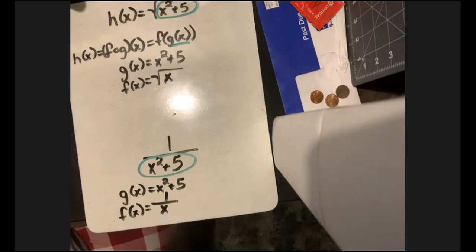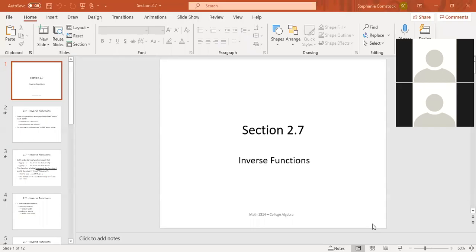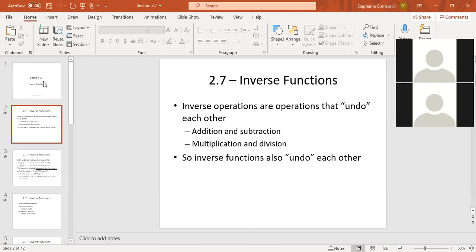That is actually the end of section 2.6. So we're going to go ahead and move over to section 2.7, and for section 2.7, we're going to be talking about inverses. I briefly started the evening by saying that inverses are the things that undo each other. Inverse operations are operations that undo each other.